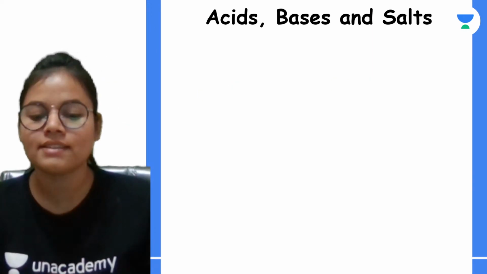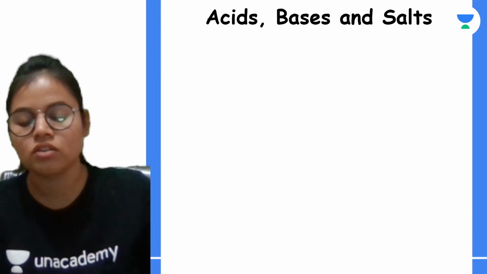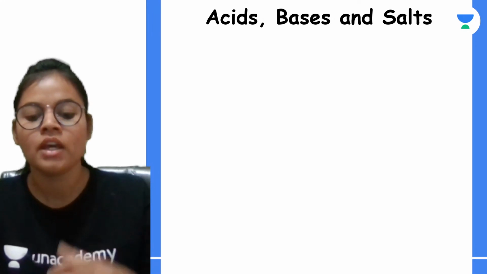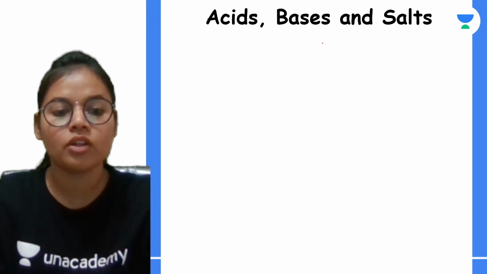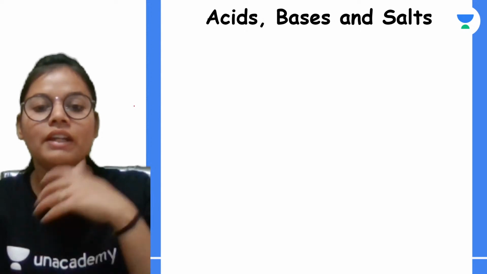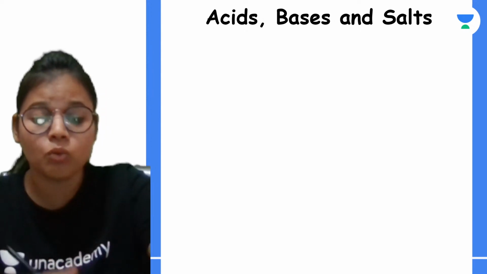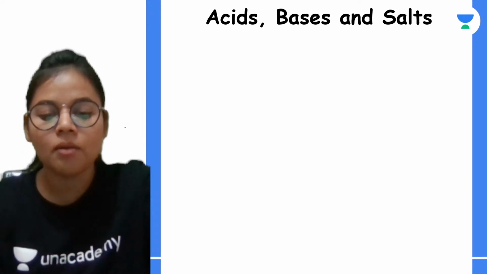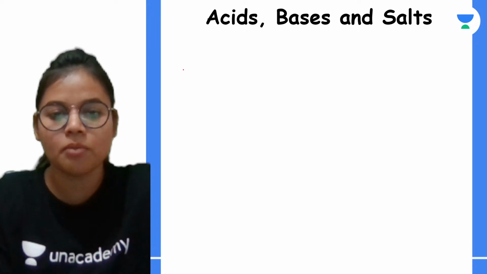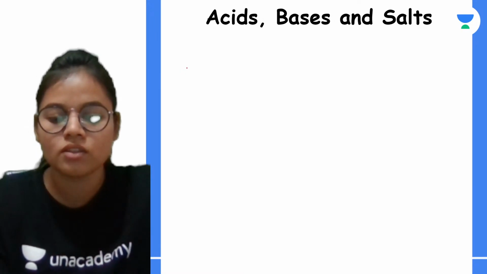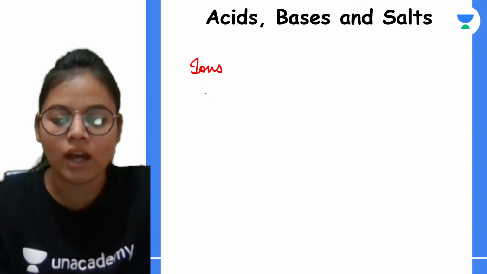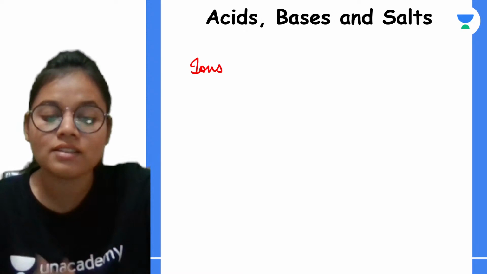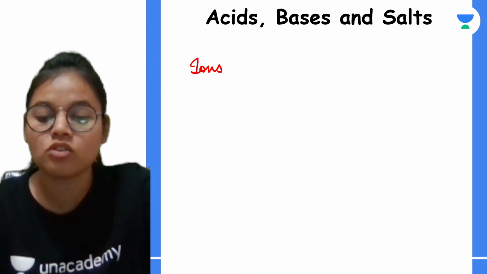Then we have acids, bases and salts. I guess it will be a completely new unit for you. In this particular unit we are going to have a detailed study of what is acid, what is base and what is meant by salt. So here we are going to study acids, bases and salts. Then we are going to learn about ions, such as mineral acids, as we call them, which ions are present in them, alkalis and salts.